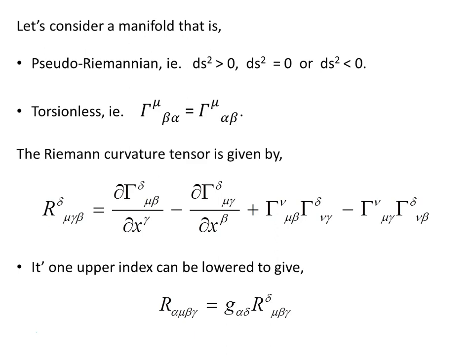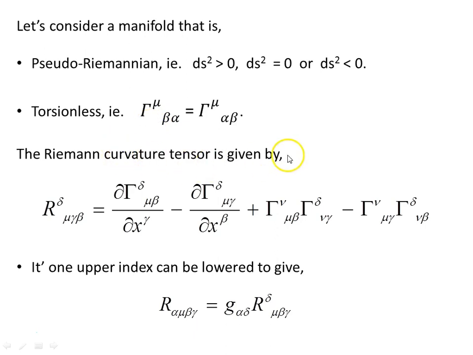So let's consider a manifold that is pseudo-Riemannian, i.e. ds squared is greater than 0, ds squared equals 0, or ds squared is less than 0. That's the line element squared. It's torsionless, and in the affine connection the lower two indices are symmetric, in that these two are equal under a swapping of the lower indices, beta and alpha, alpha and beta. So we have a torsionless manifold, which means it is symmetric in the lower two indices.